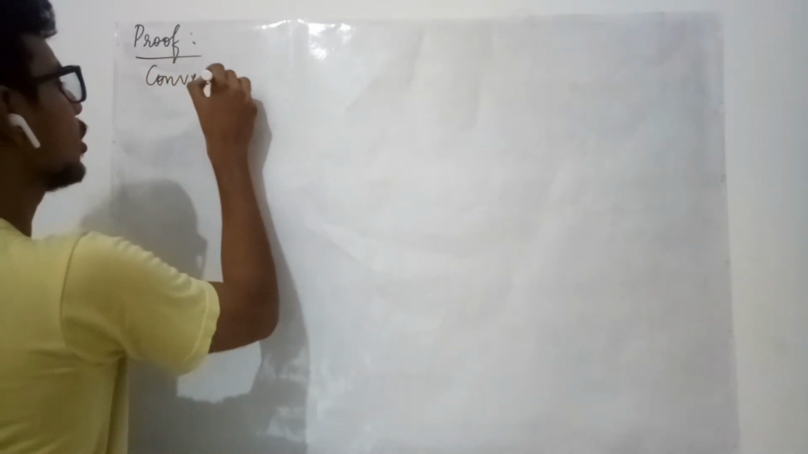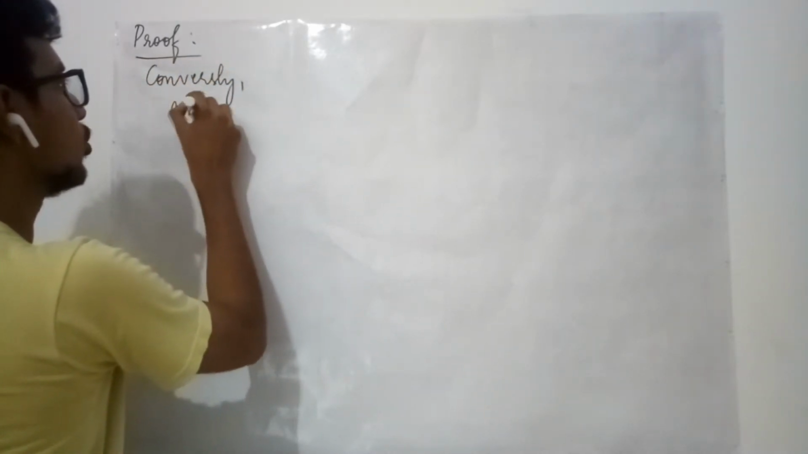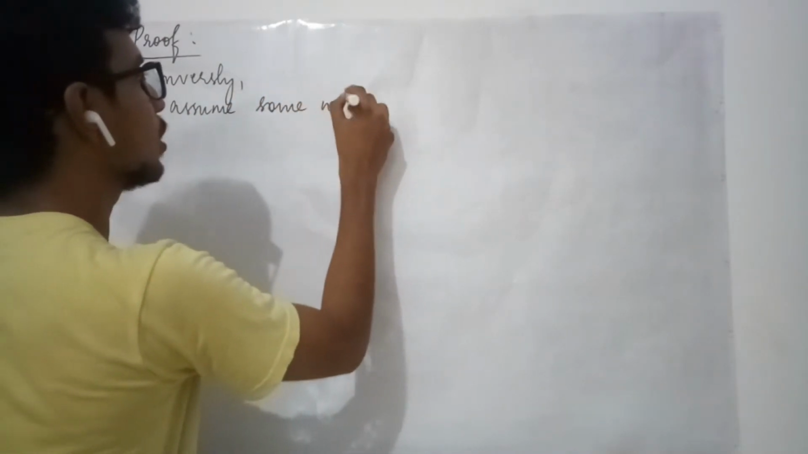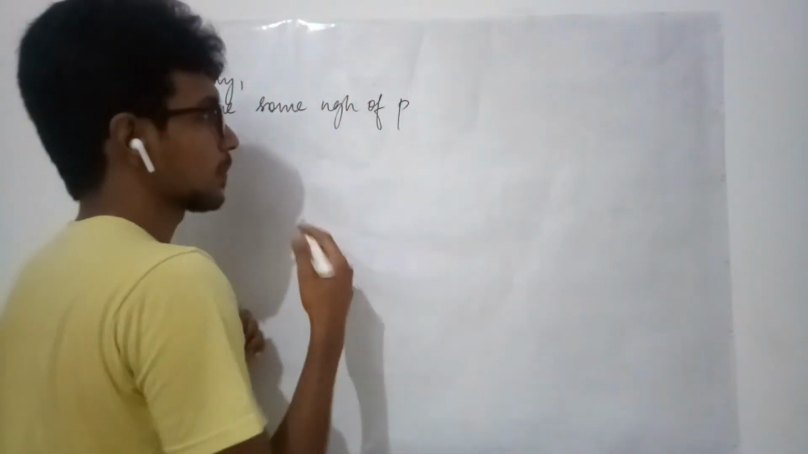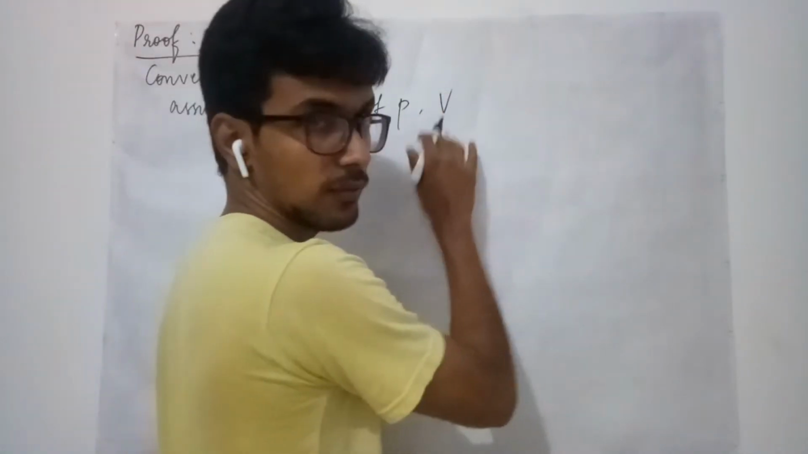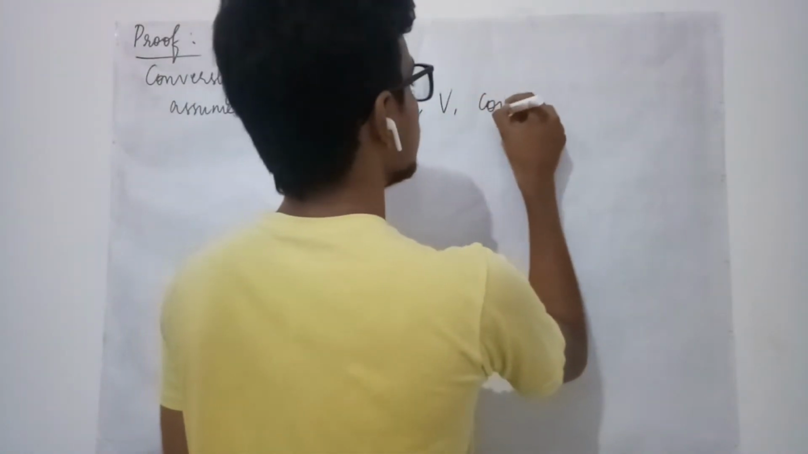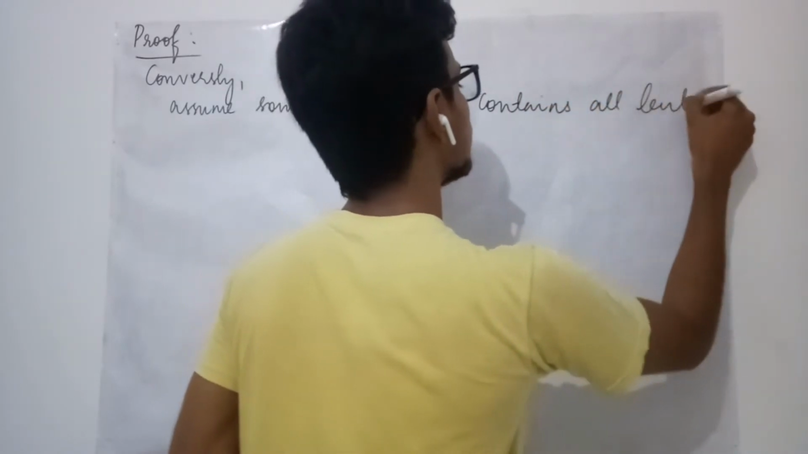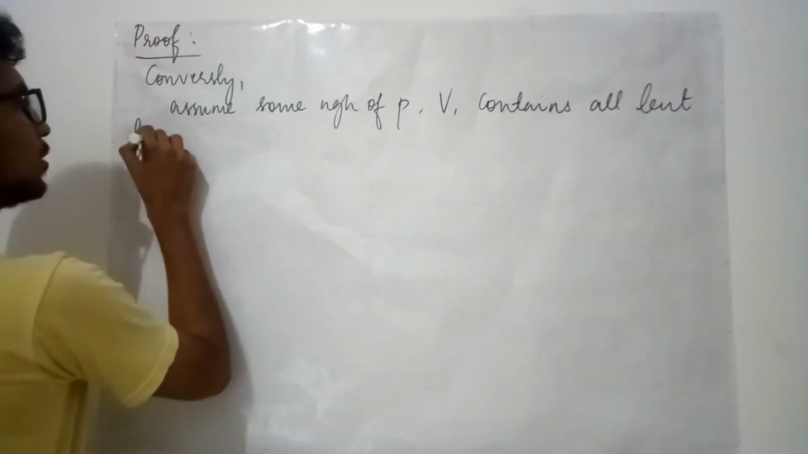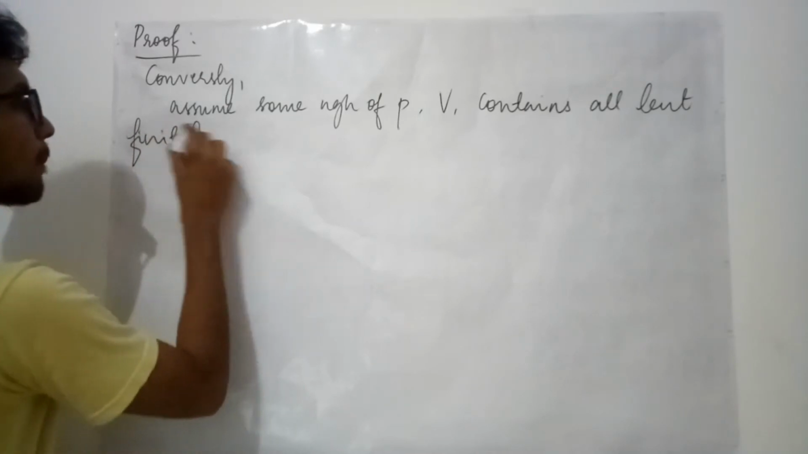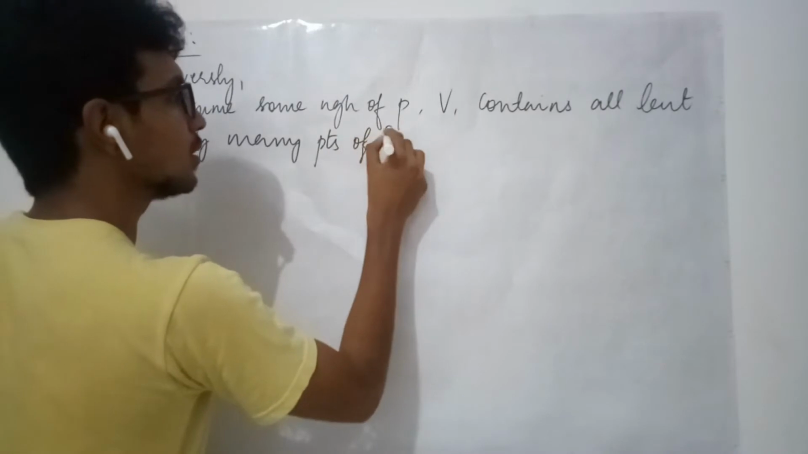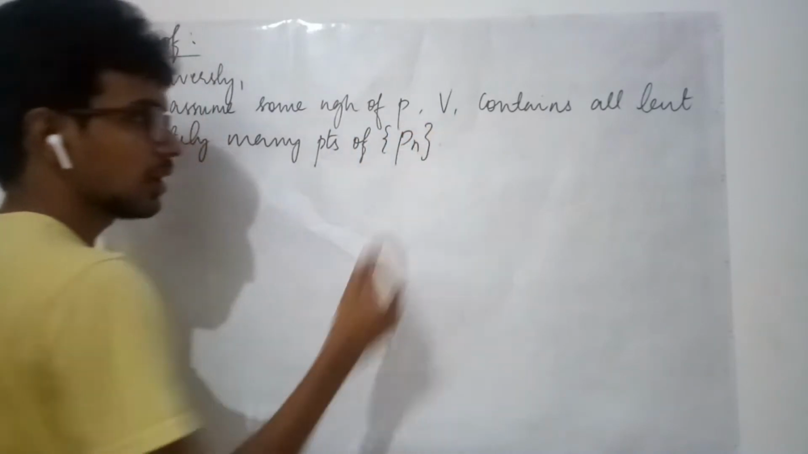Conversely, what is going to happen? We need to assume some neighborhood of P, let me call that V, contains all but finitely many points of Pn. So this is the hypothesis that we are taking.